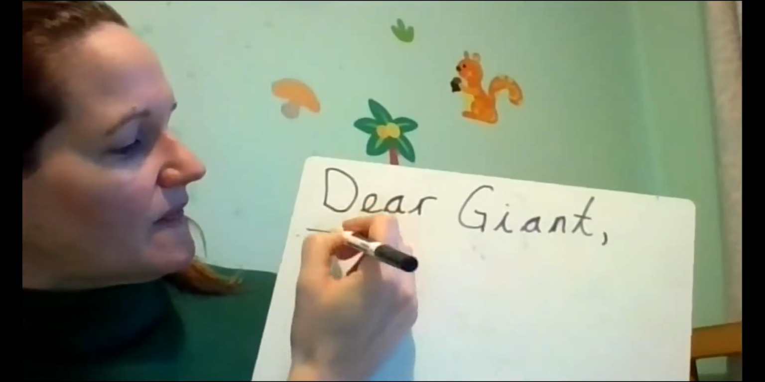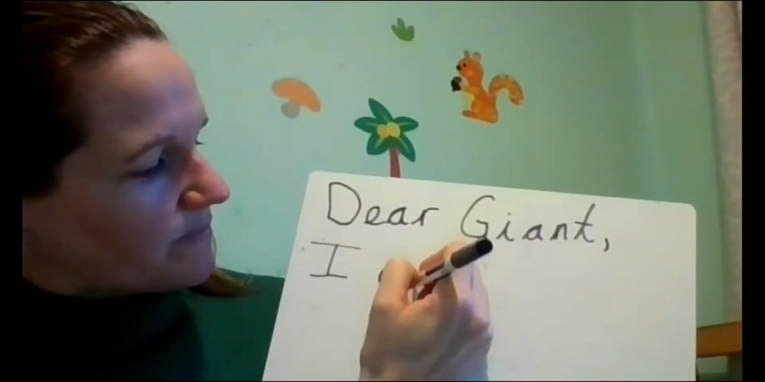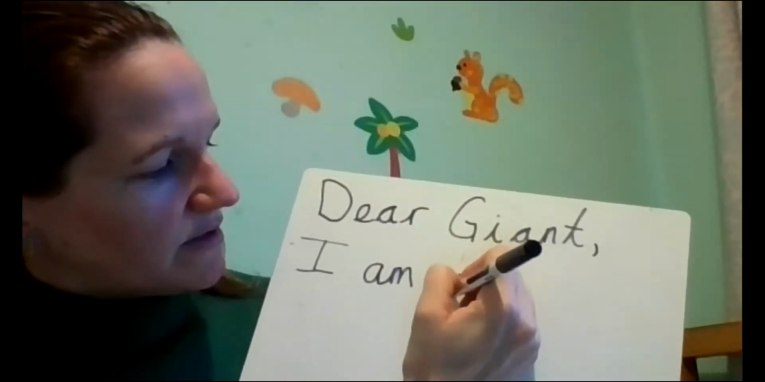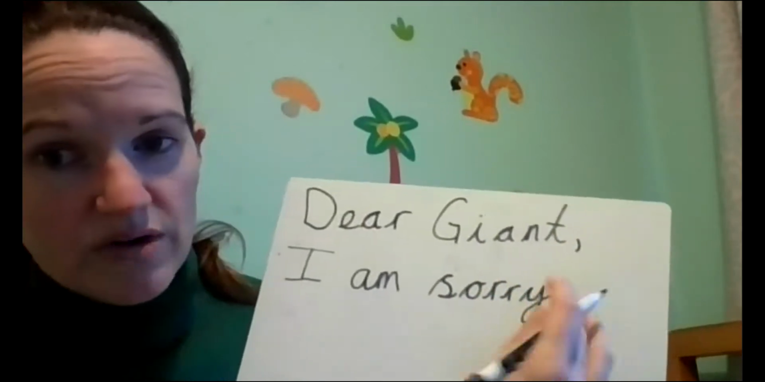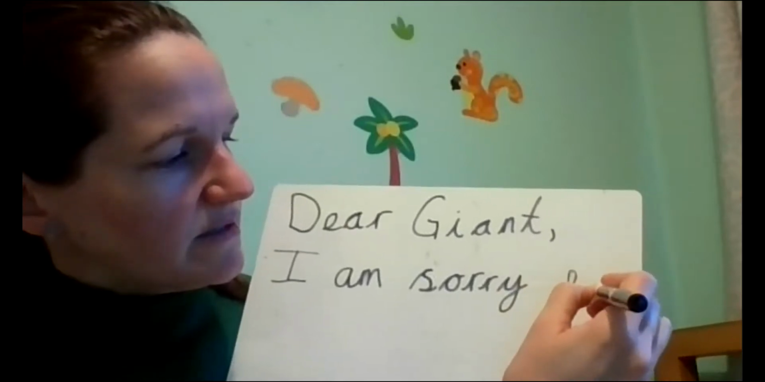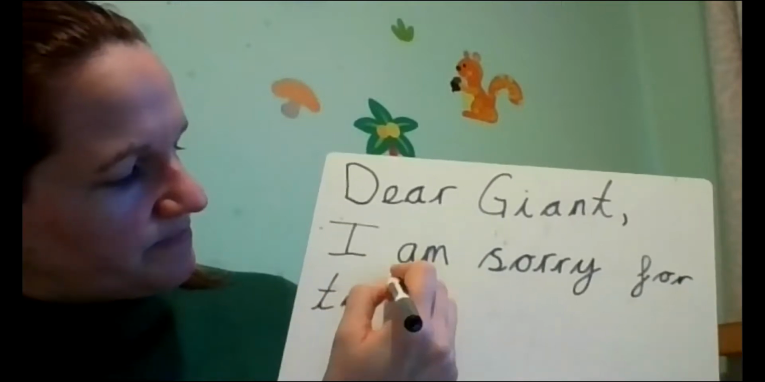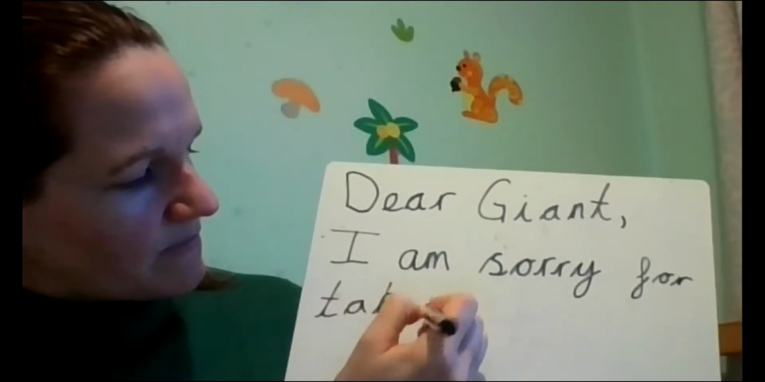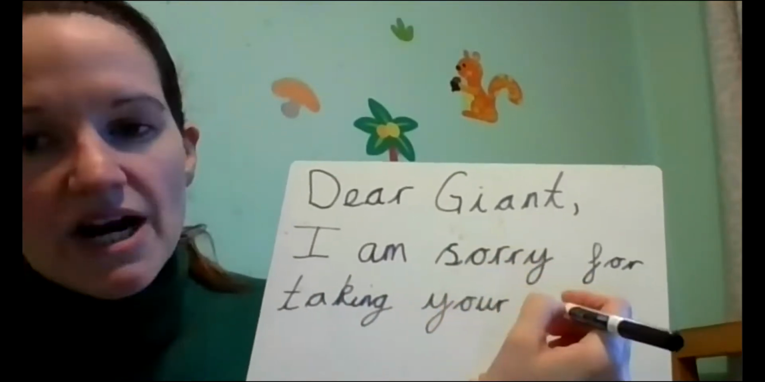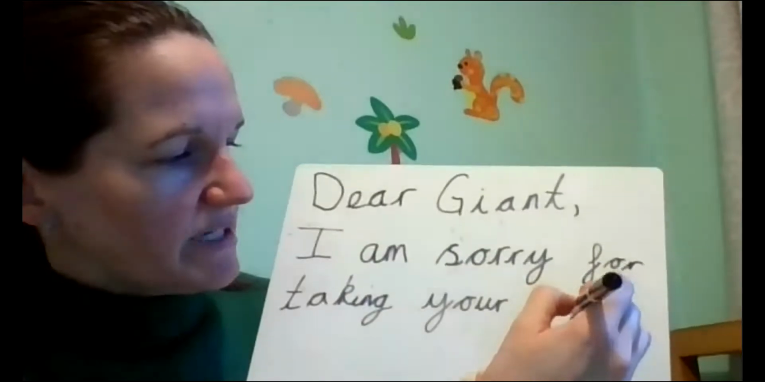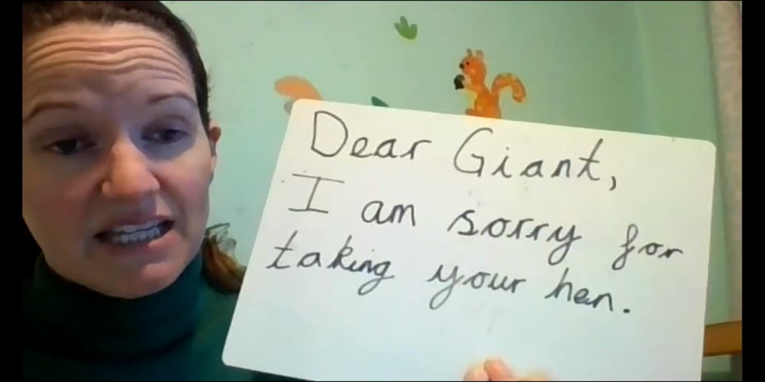So, I, finger space, am sorry, finger space, for taking your, now remember your is one of our red words, your hen. And what do I need at the end of my sentence? Well done, a full stop. Dear giant, I am sorry for taking your hen.